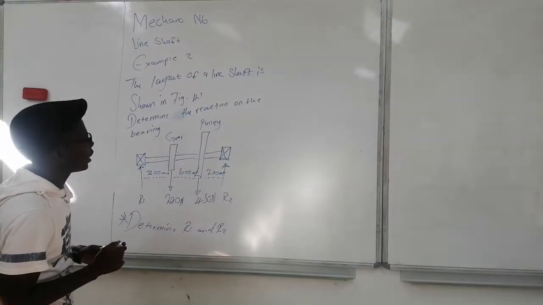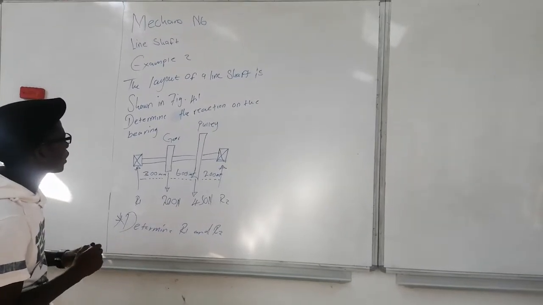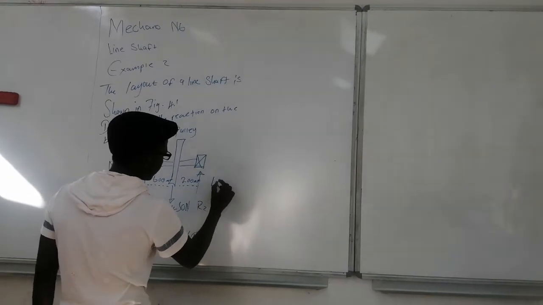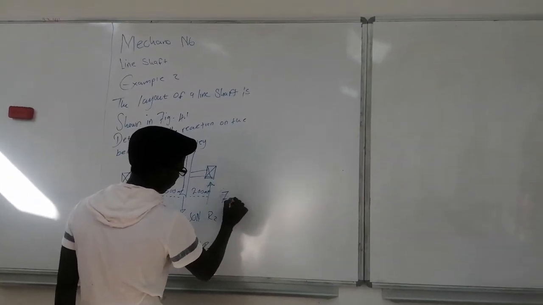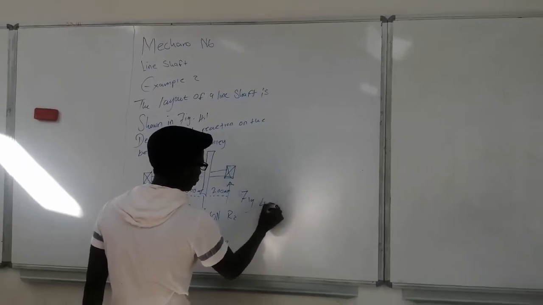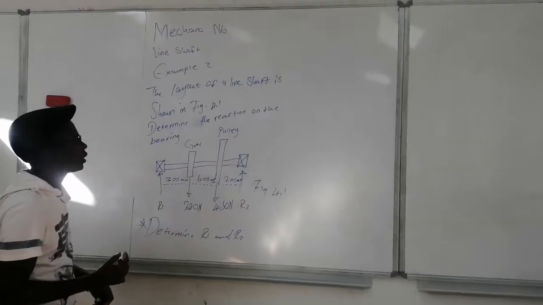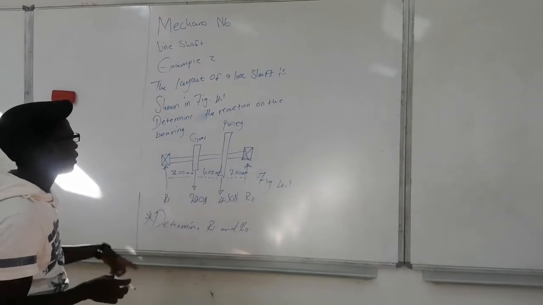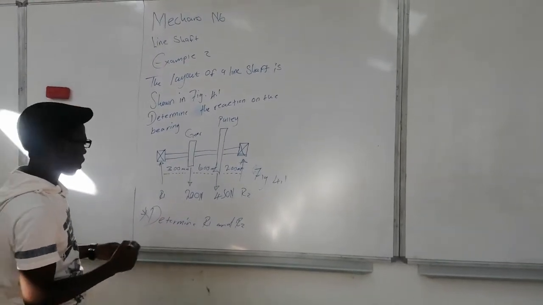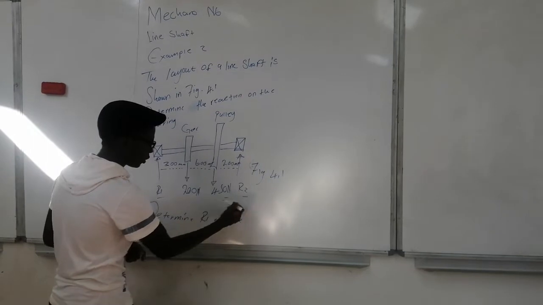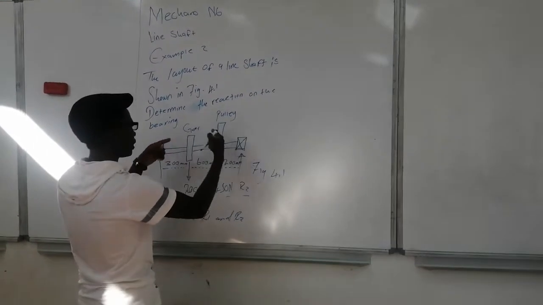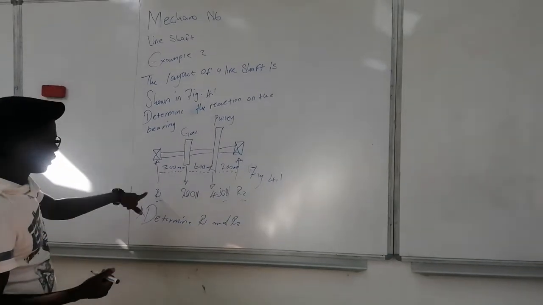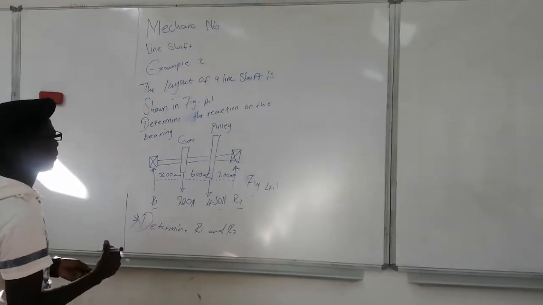The layout of the line shaft is shown in figure 4.1. This is the figure we are talking about, and they say determine the reaction on the bearings. Now we are going to look for the reaction on the bearings. These are the bearings, and this is the gear and the pulley. So they want the values here.